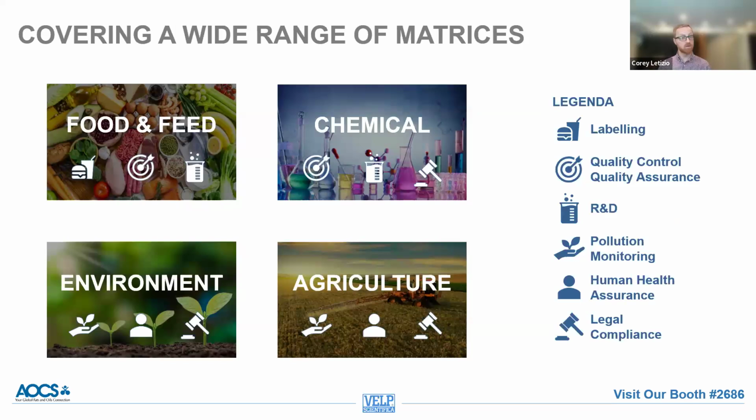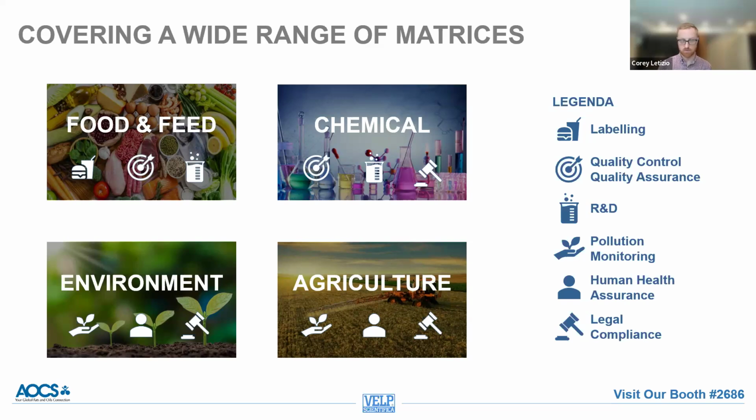Now, we do have a wide range of matrices that we can cover under this. So think about lots of different things with fats and oils. Primary focus and what we see the most of in the industry is going to be under food and feed. Things like food labeling, quality control, quality assurance, research and development, things of that nature. But we also do see a large role in the chemical, environmental, and agricultural industries, right?